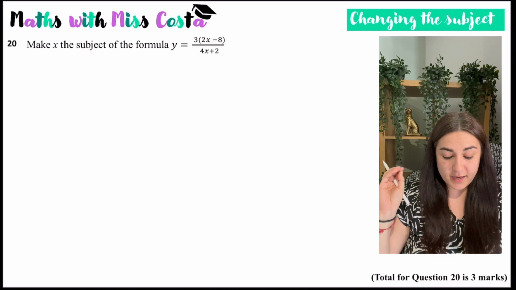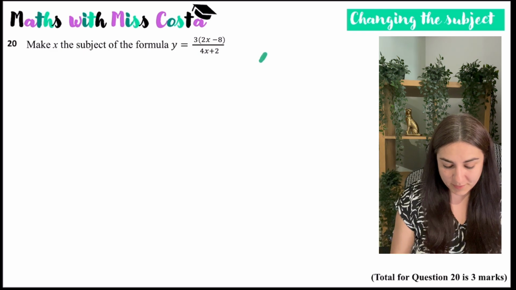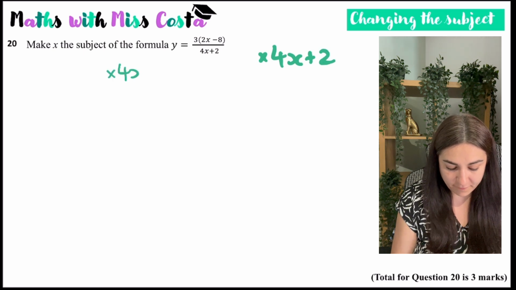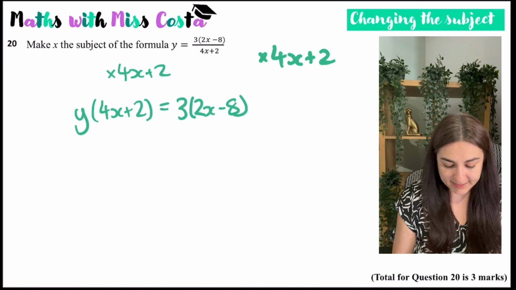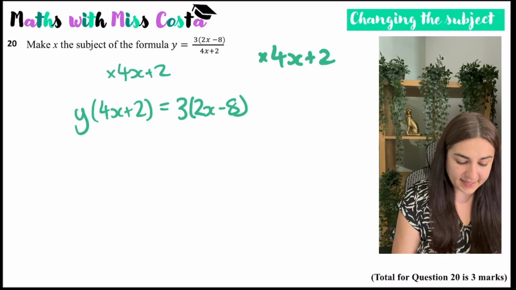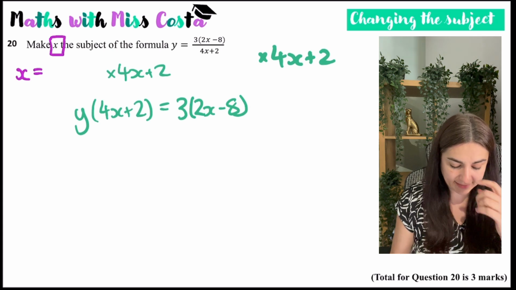So step 1, whenever you have a fraction, you're generally going to want to multiply by the denominator. So I am going to multiply both sides by 4x plus 2. So I'd be left with y brackets 4x plus 2 equals 3 brackets 2x minus 8. And always bear in mind it is x that you're trying to make the subject of the formula, so you want to end up with x equals.